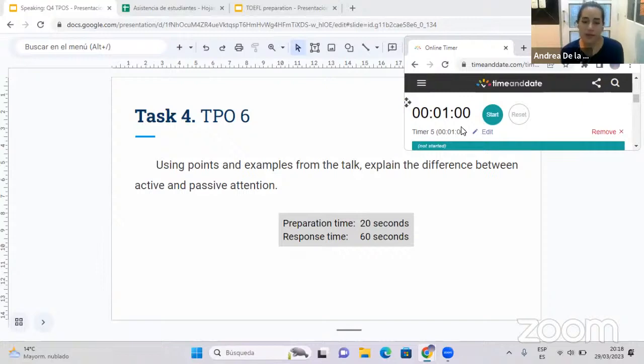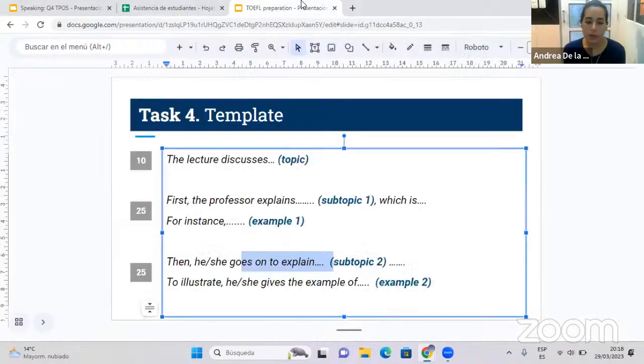So the only thing I suggest is, at least in the beginning, I'm not telling you forever, but at least in the beginning, try to use the template. That's going to help you remember the structure, because you're not using the template and you're spending more time in the introduction. I cannot really see clearly where one idea ends and the other one begins, when active attention ends and passive attention begins. So it's going to help you to use it. Try to spend 10 seconds.